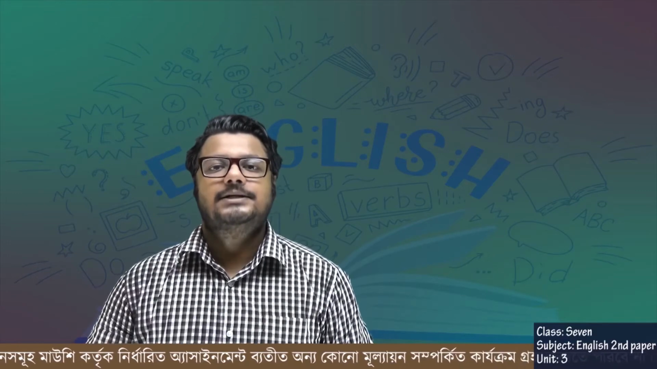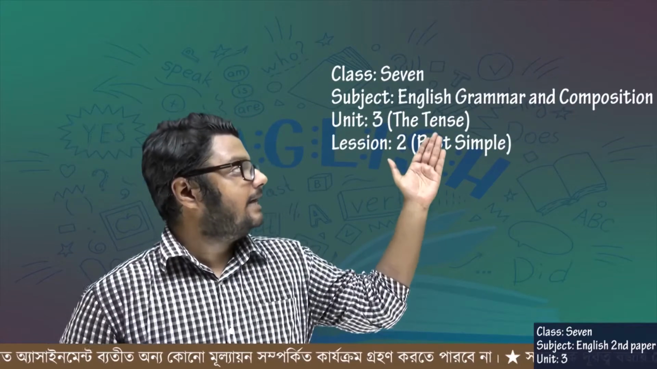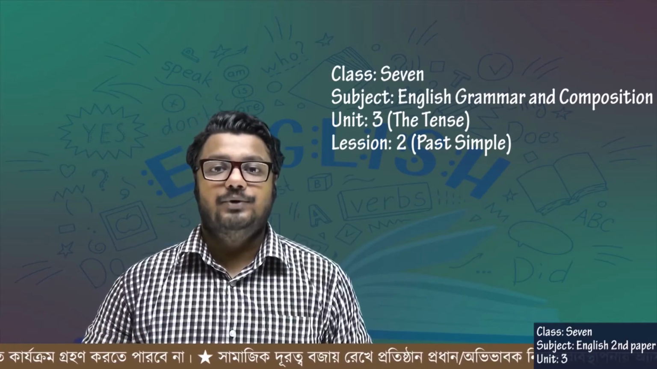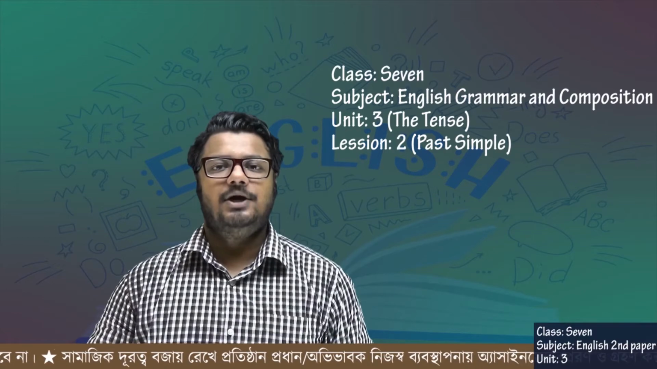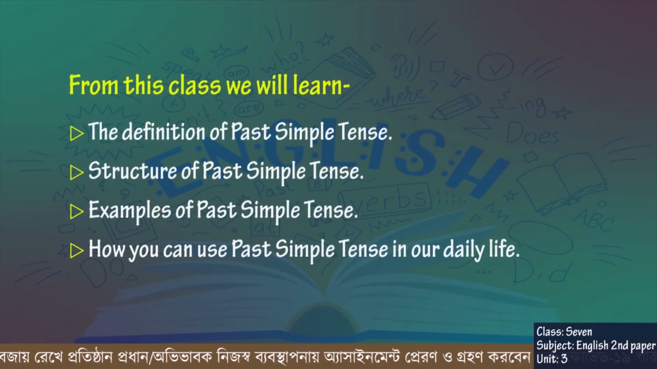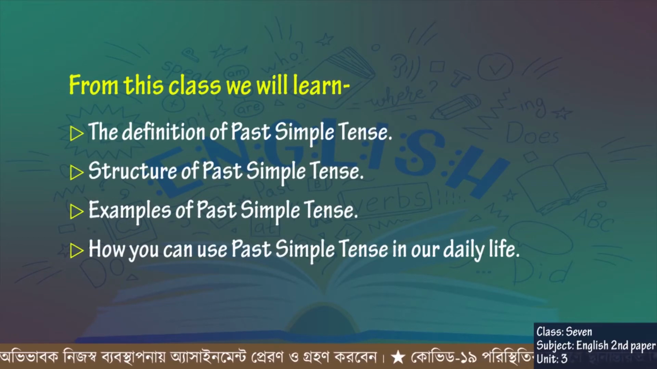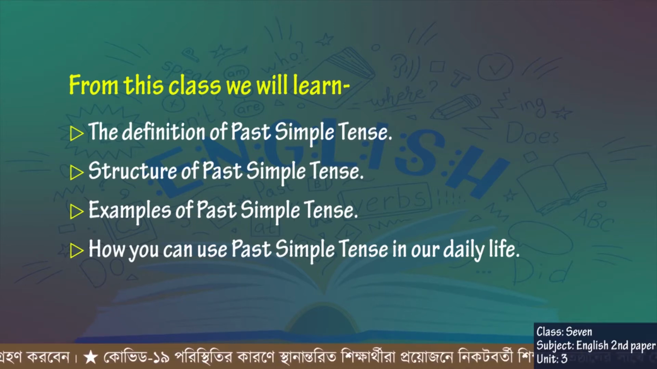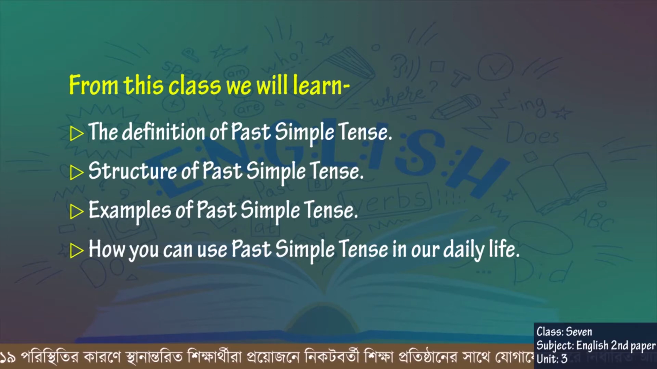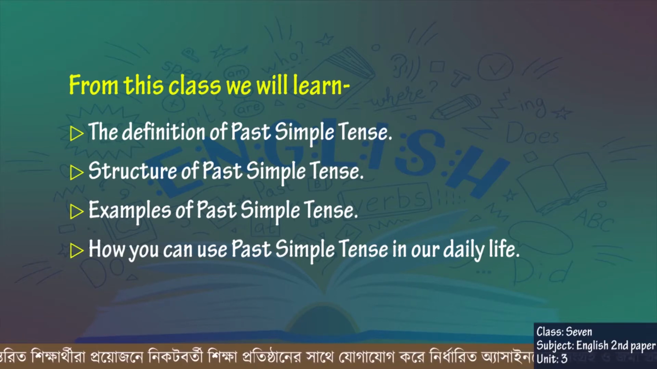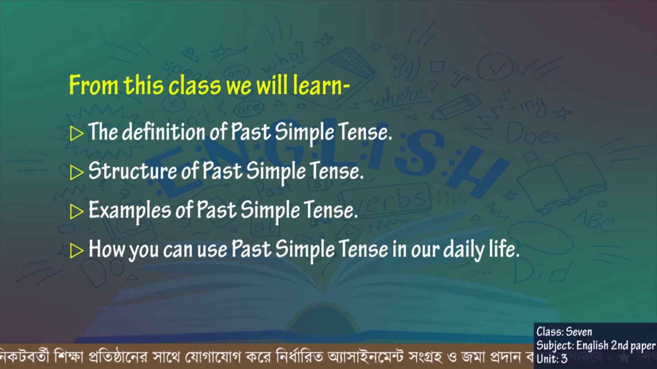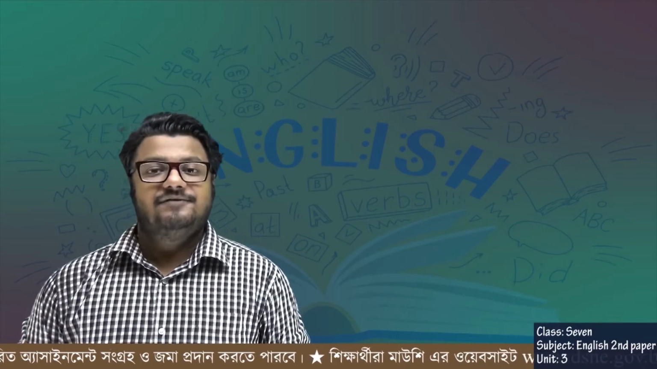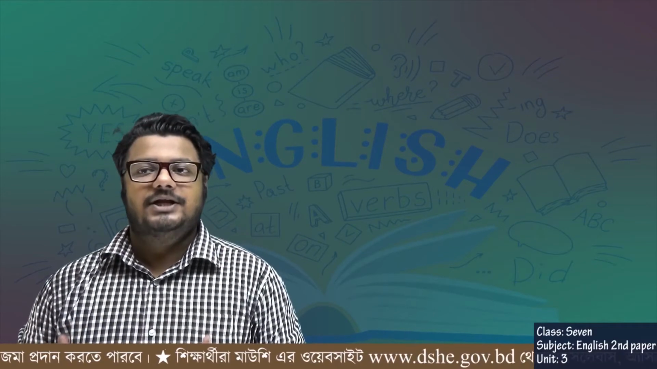Today we will read Unit 3, the tense, Lesson 2, Past Simple from the book English Grammar and Composition of Class 7. From this class we will learn the definition of past simple tense, structure of past simple tense, examples of past simple tense, and how you can use past simple tense in your daily life. First, we will read section A. Read the following text and look at the underlined verbs.